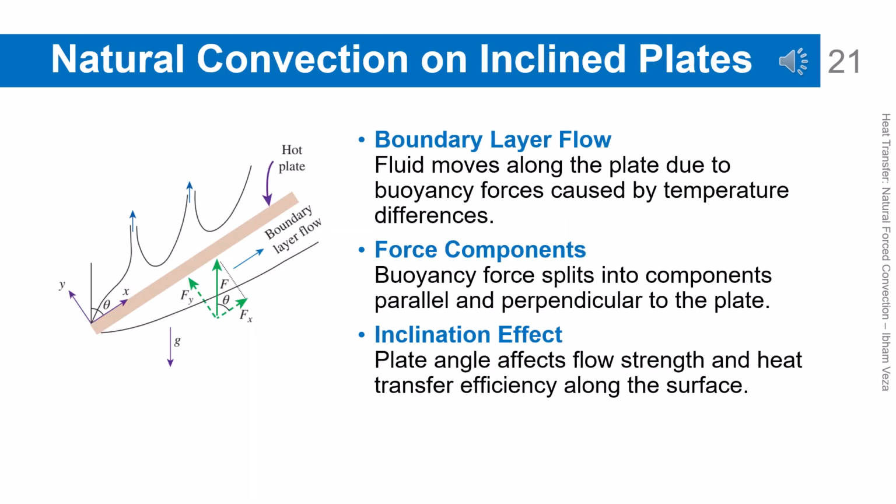Natural convection on inclined plates is still driven by buoyancy forces. The buoyancy force can be decomposed into components parallel and perpendicular to the plate. The component parallel to the plate is what drives the flow along the surface. The inclination angle affects the flow strength and the heat transfer rate. Therefore, surface orientation becomes an important design parameter.